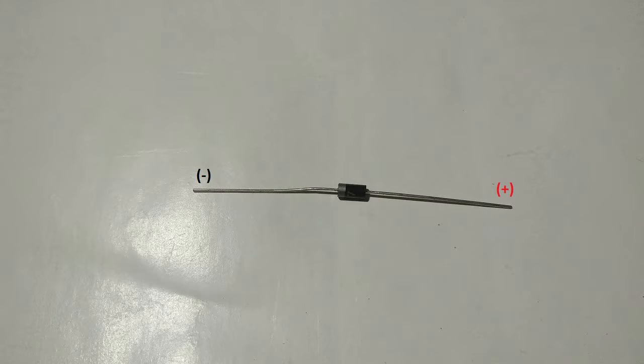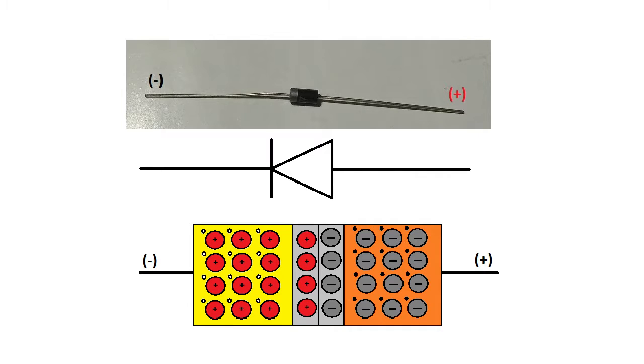Let's see a real life picture of a diode. So here is the picture and the positive and negative terminals. The white strip on one side shows the negative side of the diode, which connects to the negative side of the circuit. So here is a comparison of the three pictures which I show in this video.